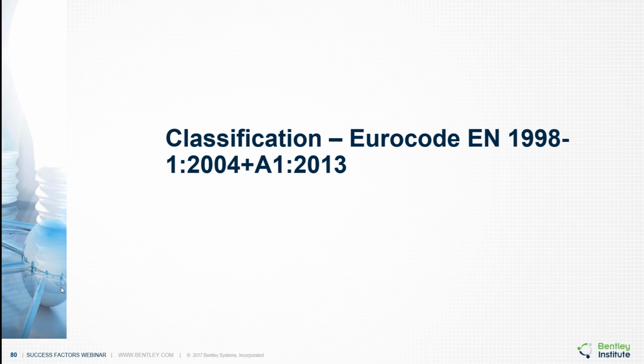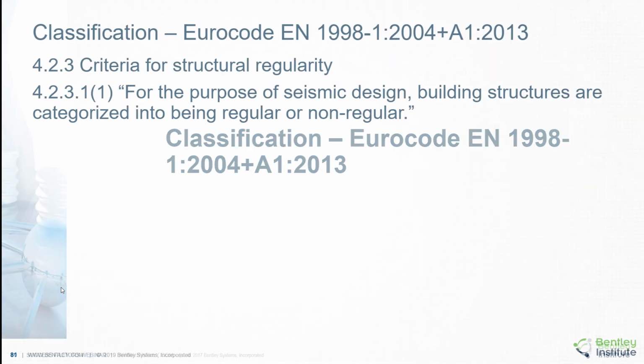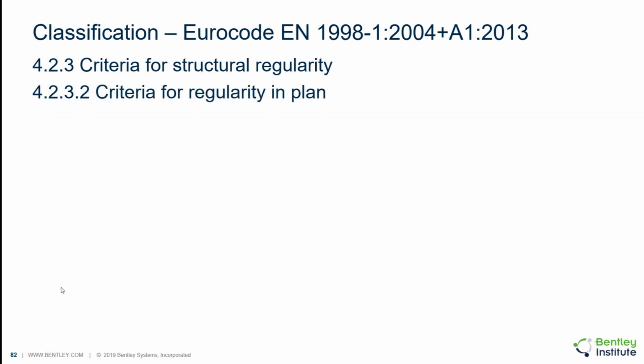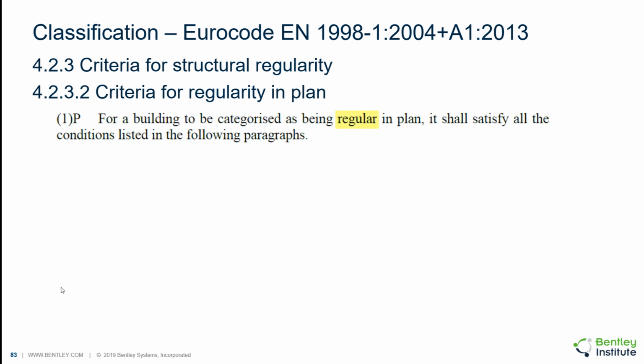Now the Eurocode. As we saw, the Canadian and Indian codes were very similar to ASCE 7. The Eurocode is very different. Section 4.2.3 addresses structural irregularity. Section 4.2.3.2 lists the definitions for regularity in plan. The Eurocode defines all of the conditions that a structure must satisfy in order to be considered regular, rather than listing any conditions that would make it irregular.